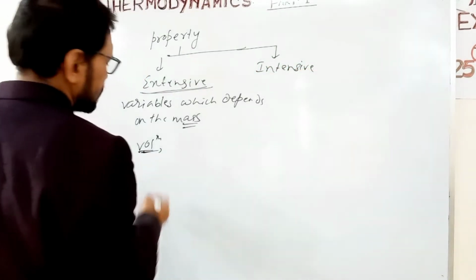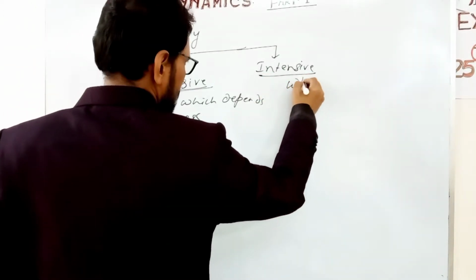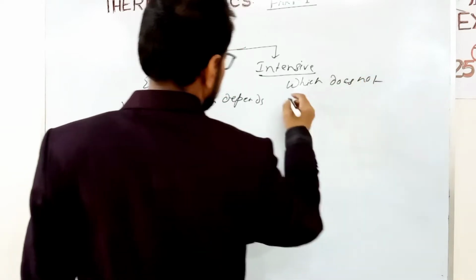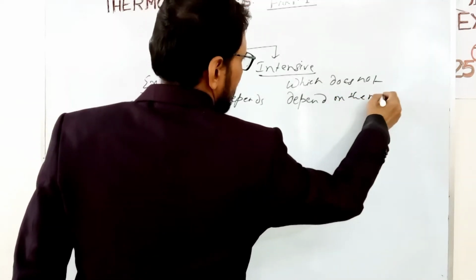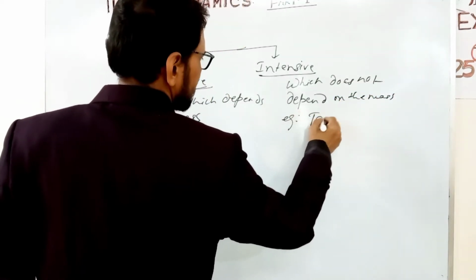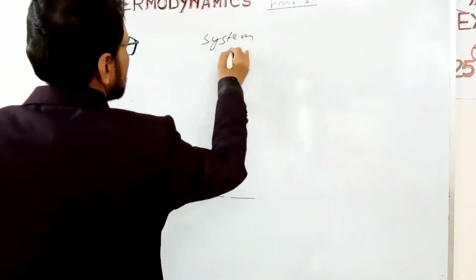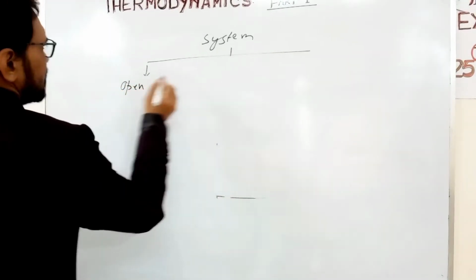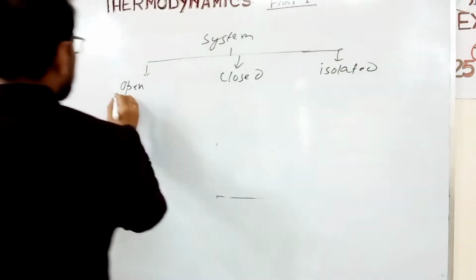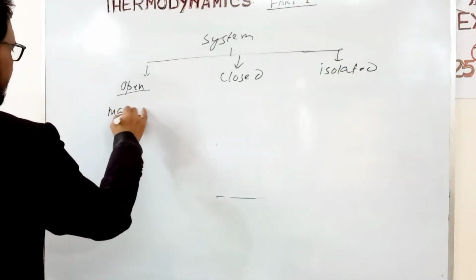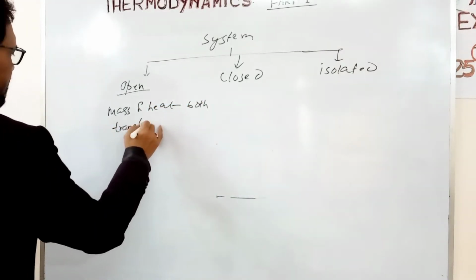An intensive property is a variable which does not depend on the mass, for example temperature. There are three types of systems: open system, closed and isolated. What is an open system? Here mass and heat both can be exchanged.